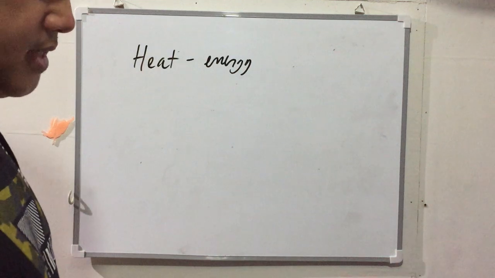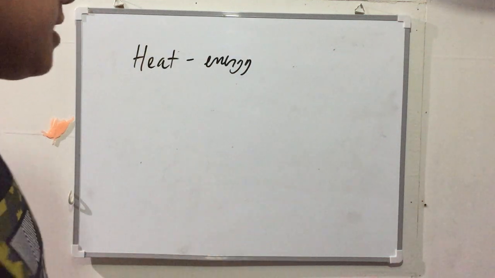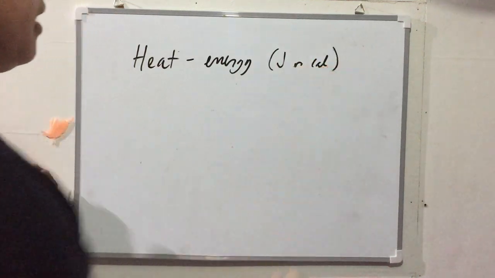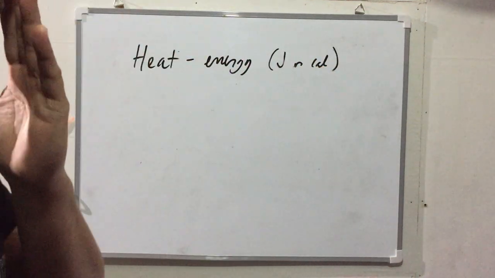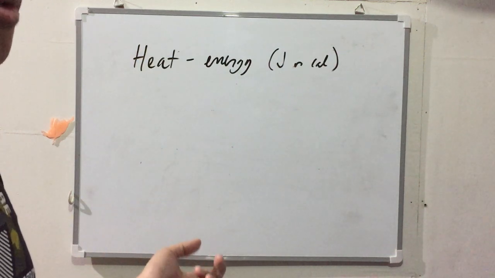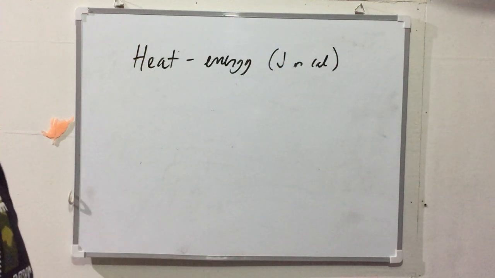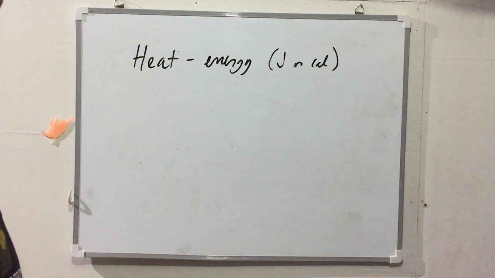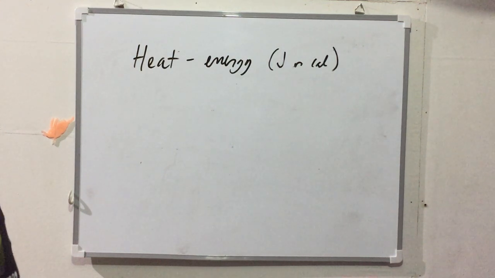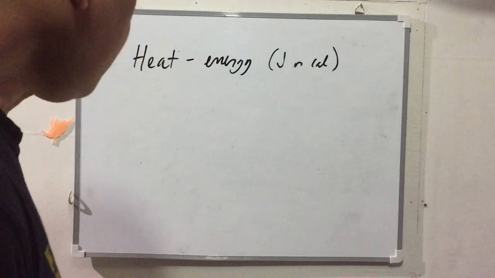it operates with the same units as energy that we talked about last time, which is in joules or calories. By the way, there's a conversion between the two, which is 1 calorie is 4.184 joules. You don't have to worry about it too much. If that conversion is needed, it's gonna be explicitly stated in the exam.